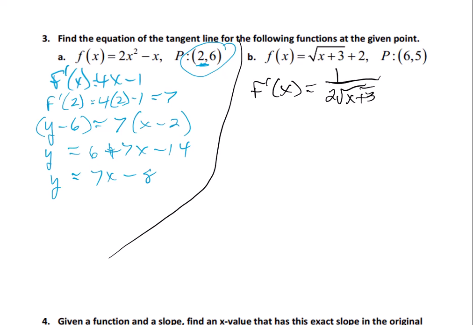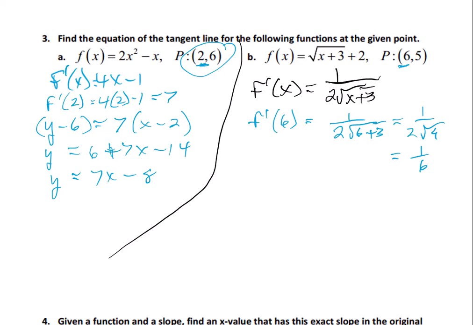So now I'm going to plug in my x value where they're asking for it. They're wanting it at 6 for an x. So f prime of 6 equals 1 over 2 times the square root of 6 plus 3, equals 1 over 2 times the square root of 9, equals 1 over 2 times 3, so 1/6.